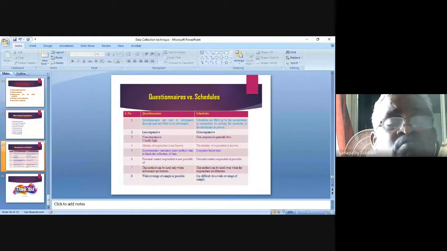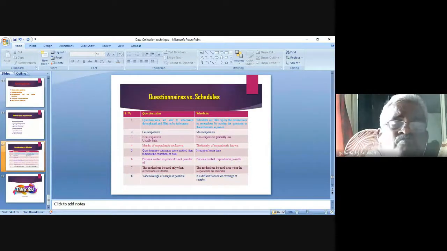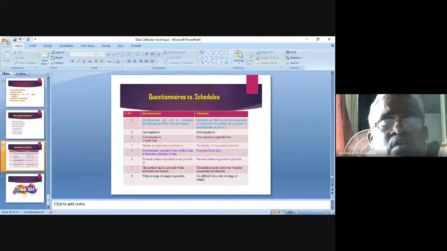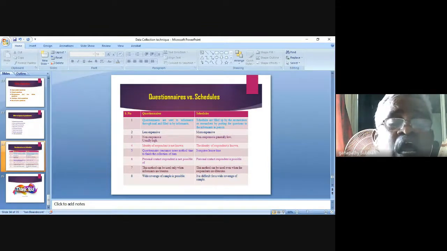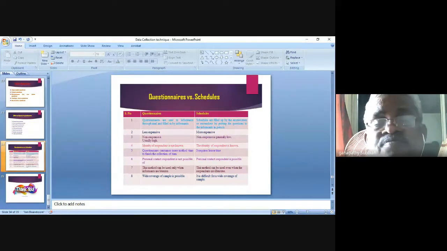Then the fourth one: the identity of the respondent is not known in the questionnaire method of data collection. The respondent is not known by the researcher, and the researcher is not known by the respondent, under the questionnaire method of data collection.